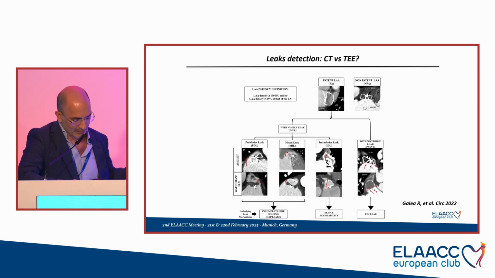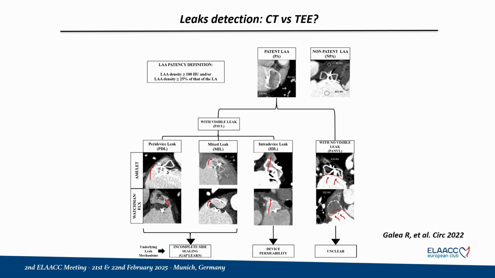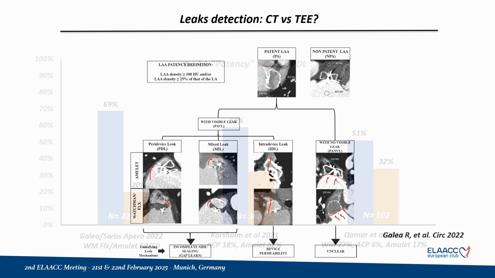And if you look at the definition from Roberto from Swiss Apero, it's even a little bit more complicated, but it's basically the same actually. You have a CT, it's the same definition of Hounsfield unit, and so on. But you can differentiate peri-device leak, intra-device leak, mixed leak, where you have both: it goes through the device and next to the device. And this one with no visible leak, which I think probably is not prognostically important, but still, you have some contrast distal to a device that you don't understand the origin of.